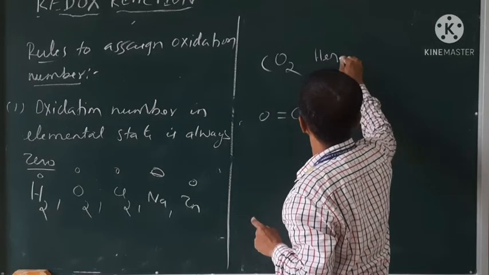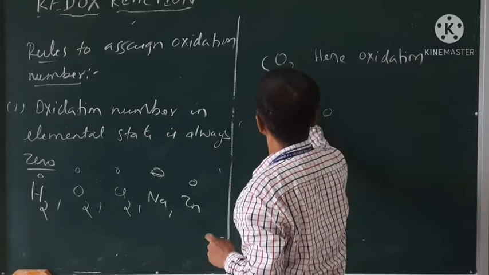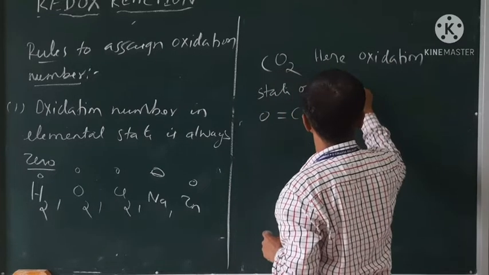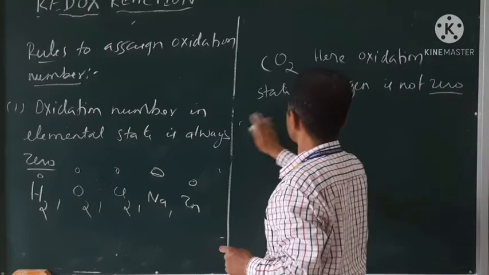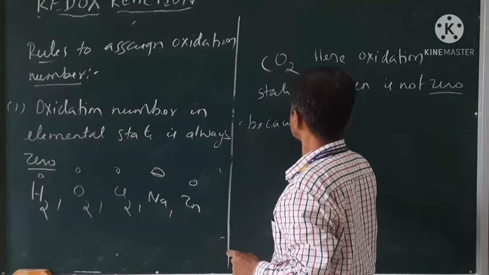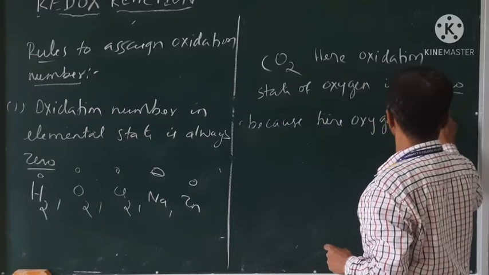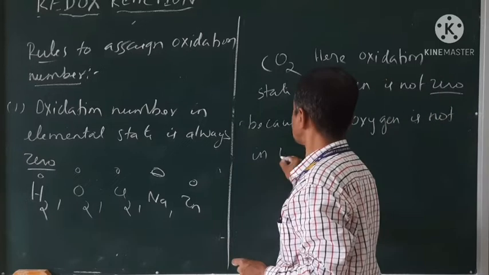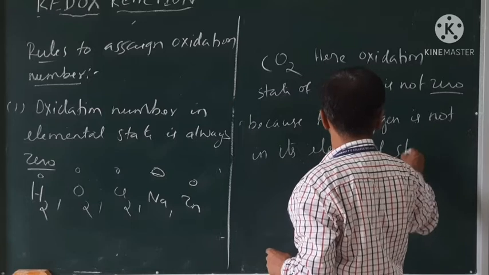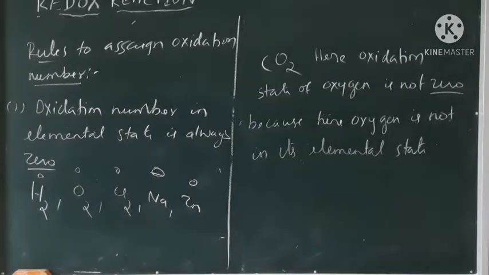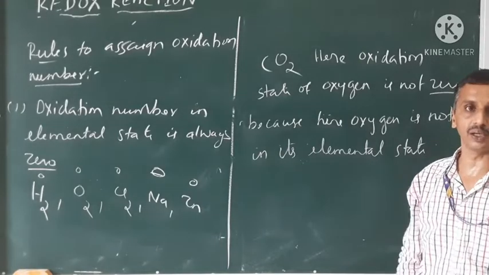Here the oxidation state of oxygen is not 0 because oxygen is not in its elemental state. Note this properly, CO2. So simply don't write that CO2 is also 0. Then you will get a full zero in the exam.